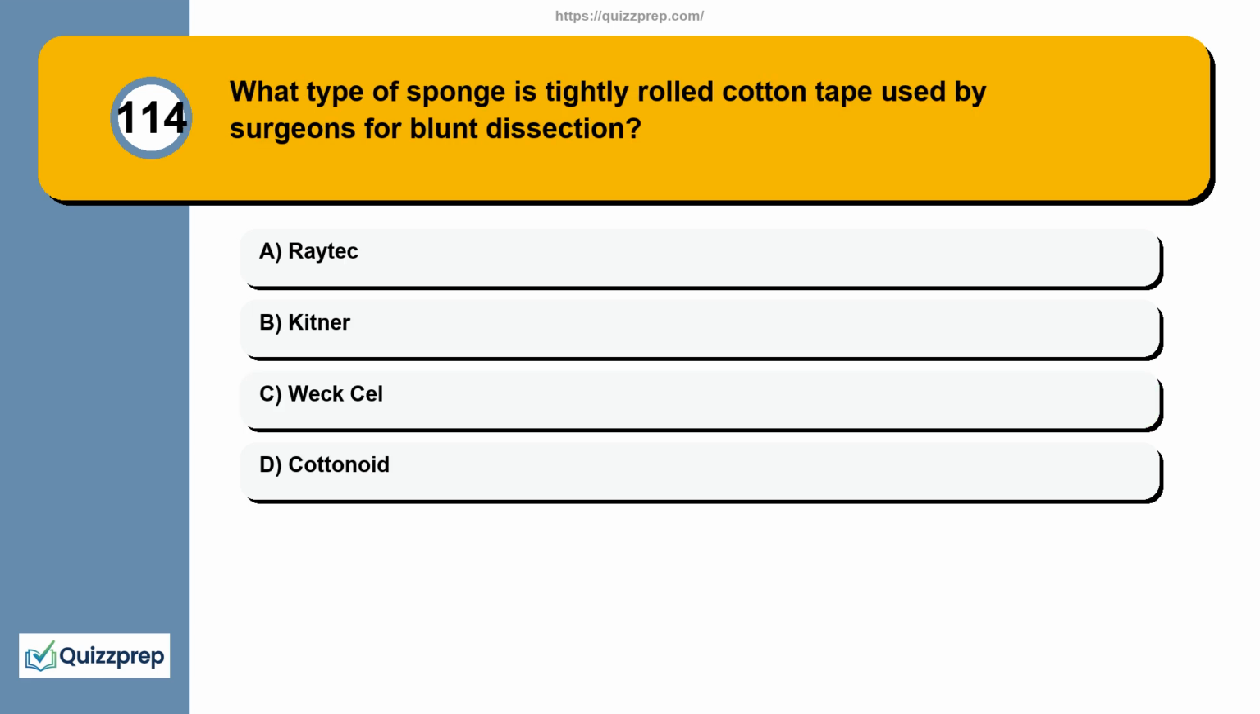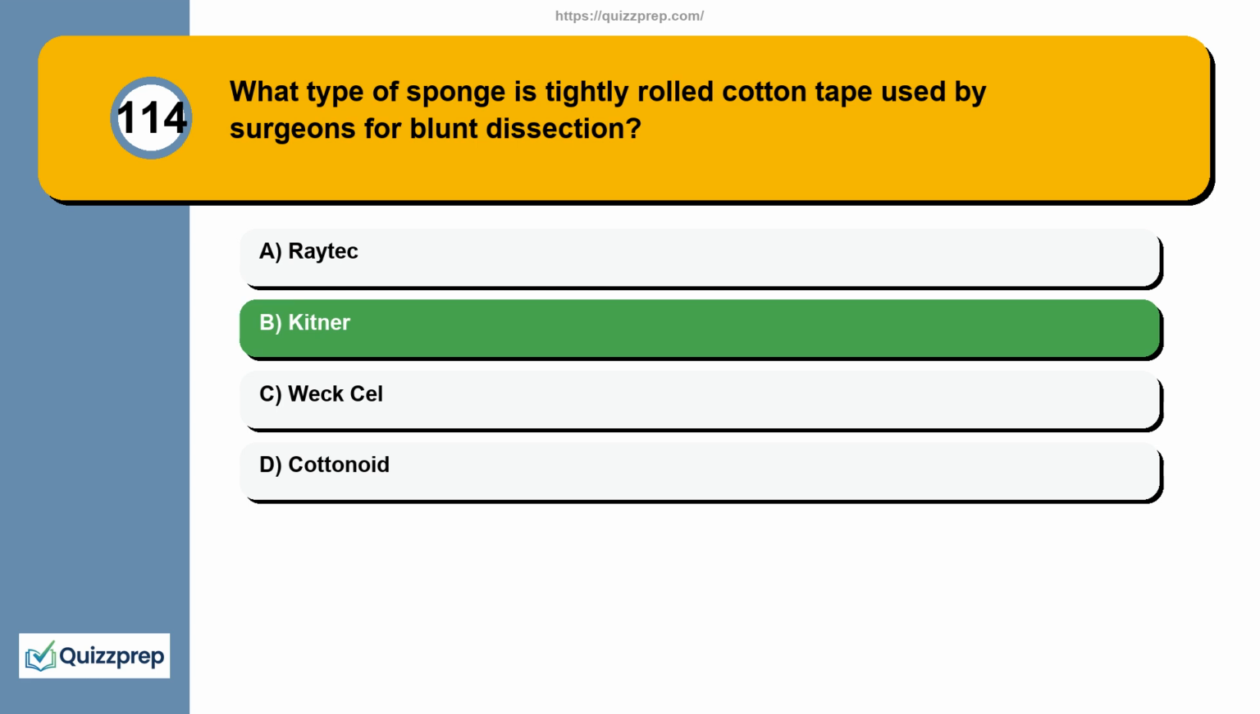Question 114. What type of sponge is tightly rolled cotton tape used by surgeons for blunt dissection? Option A, Raytec. Option B, Kittner. Option C, Weck cell. Option D, Cottonoid. The correct answer is option B, Kittner.